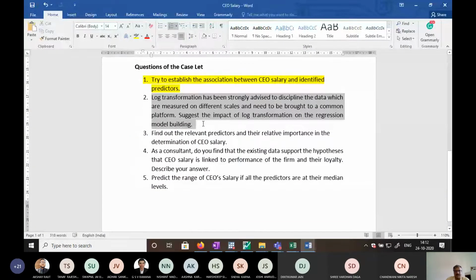And we have partly answered the second part also. Log transformation, why we have done, why it is advised, that type of discussion also we have done. So these two we have. Third point is, so when I'm saying, yeah, somebody is trying to ask something.